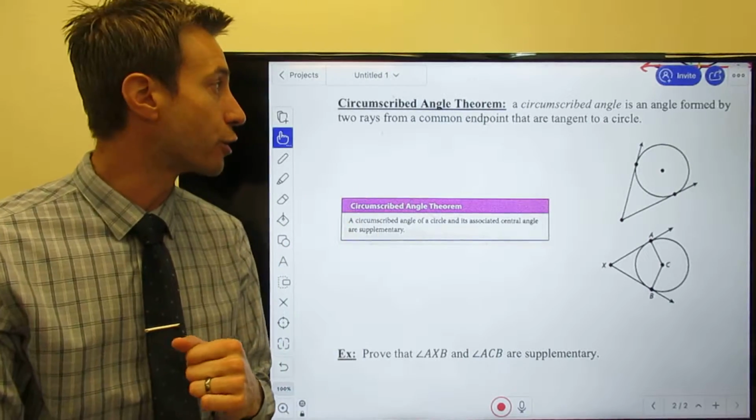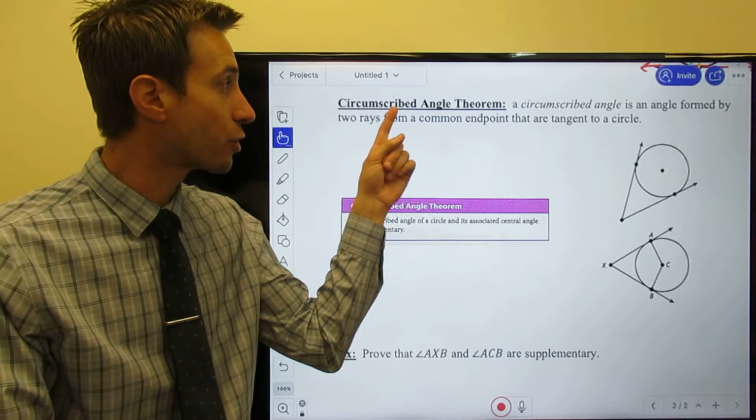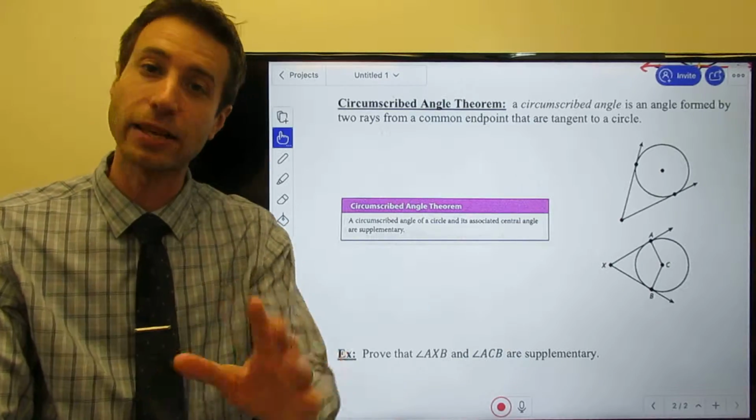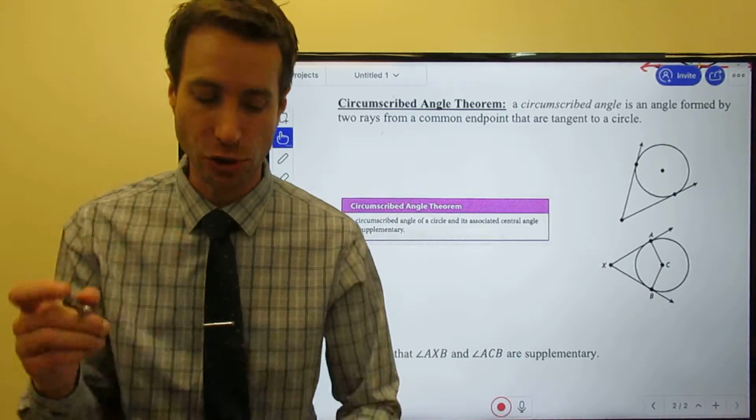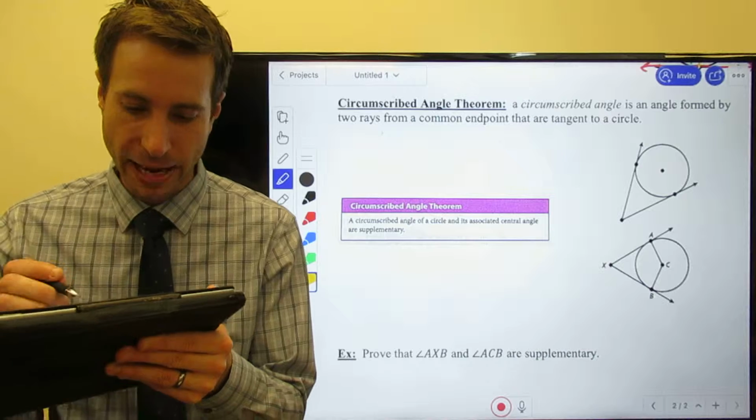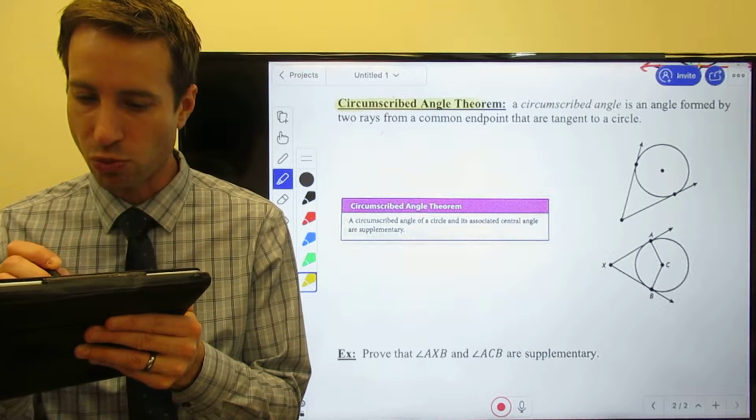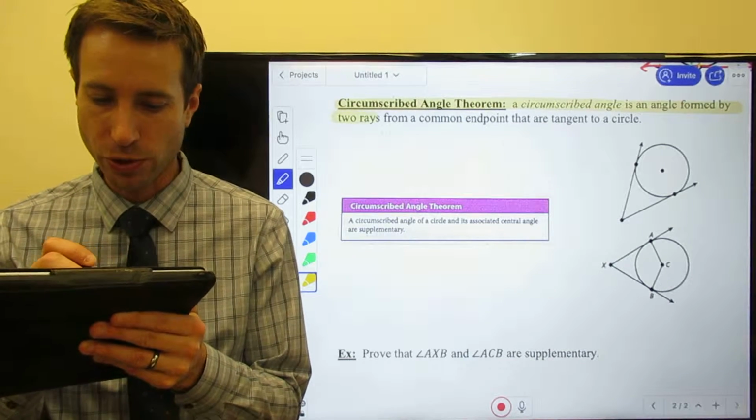The second thing we wanted to introduce you to was these circumscribed angles. Circumscribed angles and the circumscribed angle theorem. So first, what is a circumscribed angle? Well, I've got that described for you right here. I have a definition for the circumscribed angle.